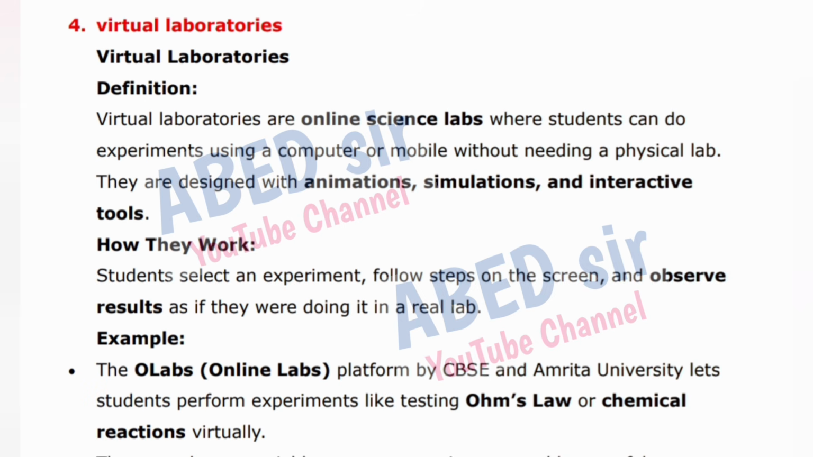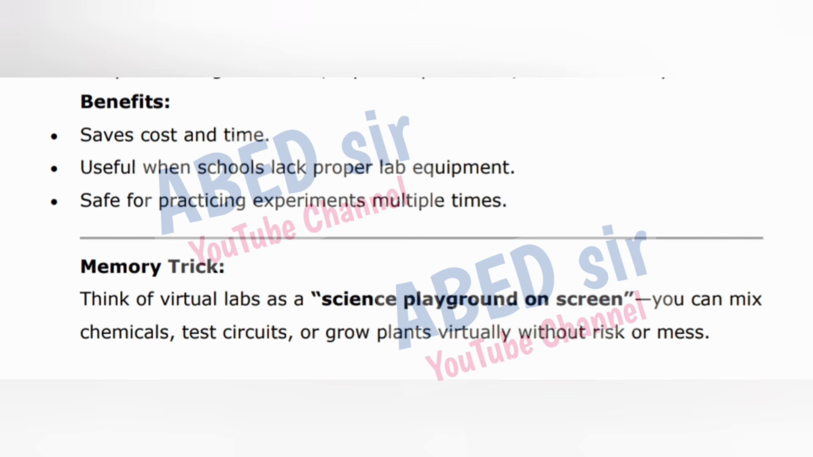Example. The OLabs, Online Labs, platform by CBSE and Amrita University lets students perform experiments like testing Ohm's law or chemical reactions virtually. They can change variables, repeat experiments, and learn safely. Benefits. Saves cost and time. Useful when schools lack proper lab equipment. Safe for practicing experiments multiple times. Memory trick. Think of virtual labs as a science playground on screen. You can mix chemicals, test circuits, or grow plants virtually without risk or mess.